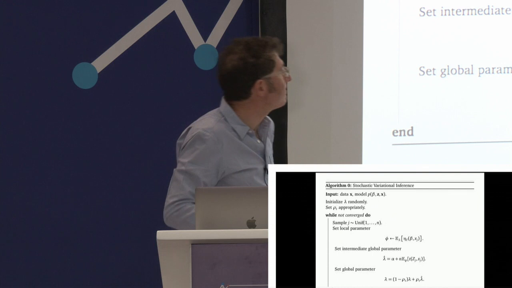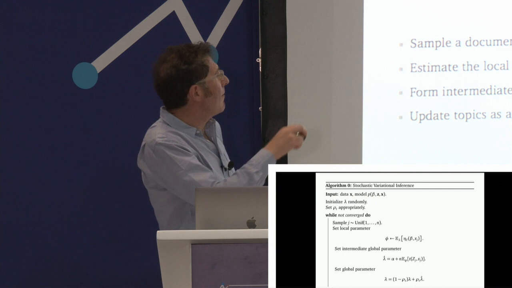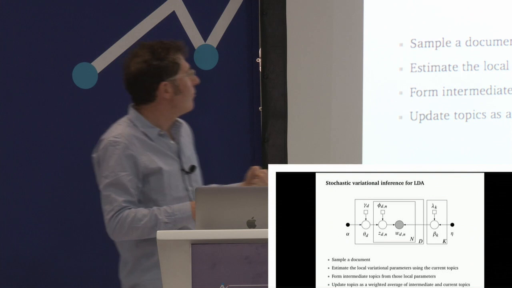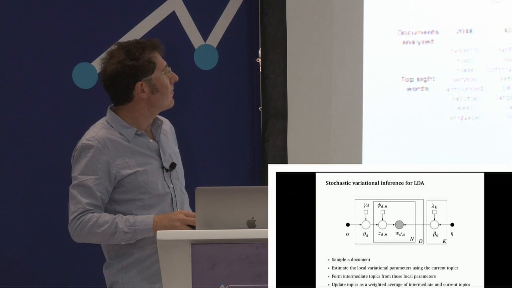In LDA, just to go back to this example, we sample a document. We ask, how does this document reflect the current idea of the topics? We then form intermediate topics and then update the topics. And now this is the picture that shows us that this is a good idea.